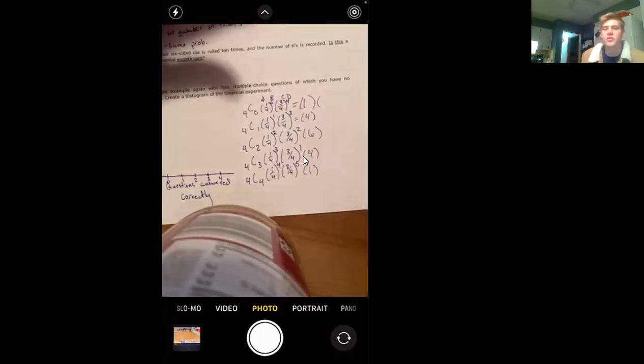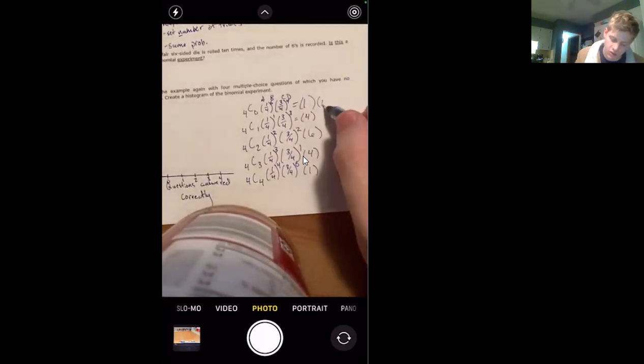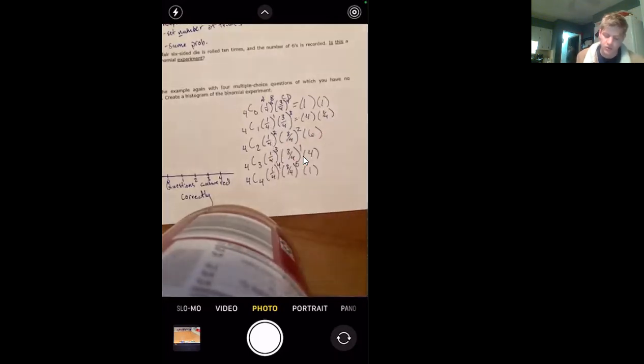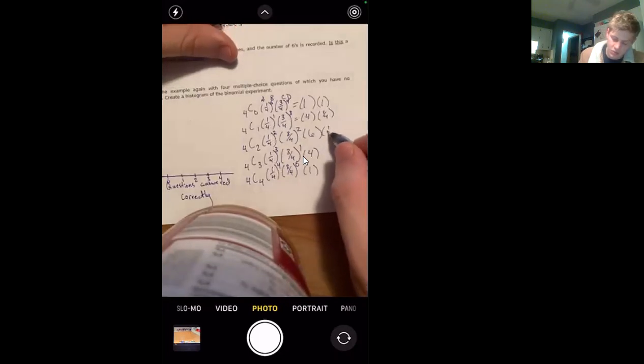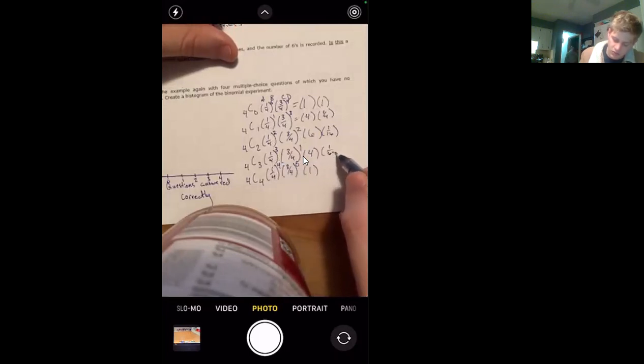Yeah, 6. And then we can enter the fractions into our calculator. 1 over 4 to the 0 power is just 1. 1 over 4 to the first power is going to be 1/4. 1 over 4 to the second power is going to be 1 over 16. And then here, 1 over 4 to the third power is going to be 1 over 64. 1 over 4 to the fourth power is going to be 1 over 256.